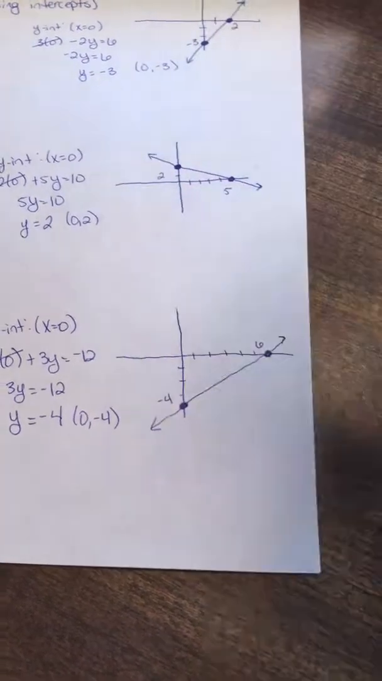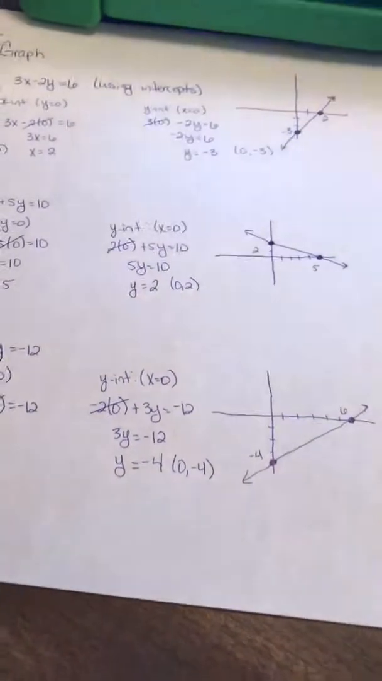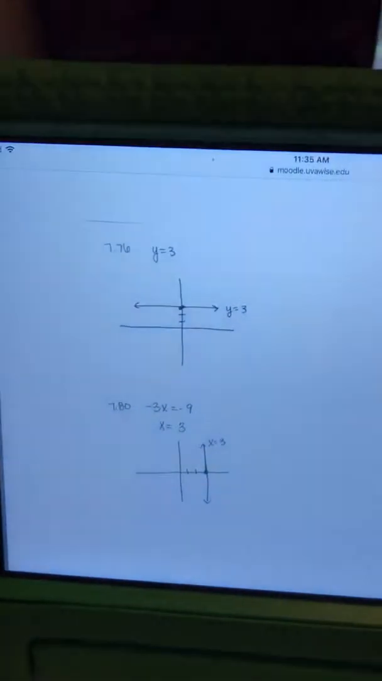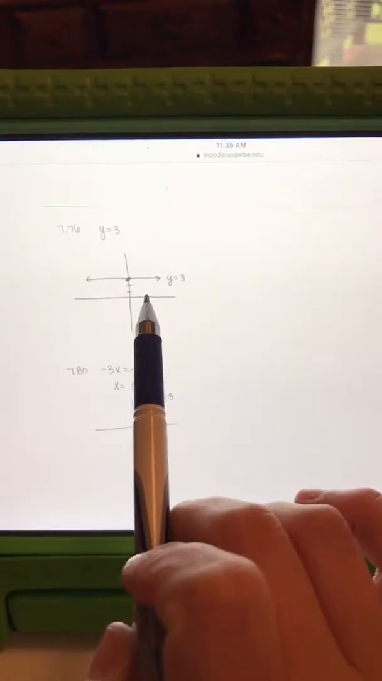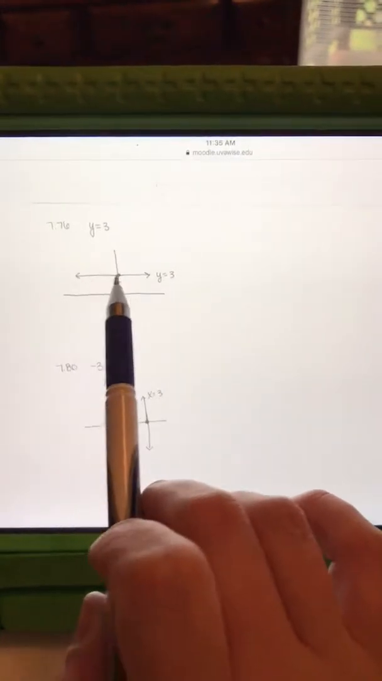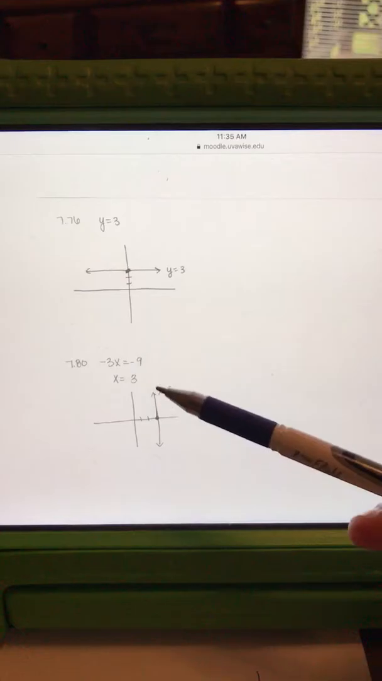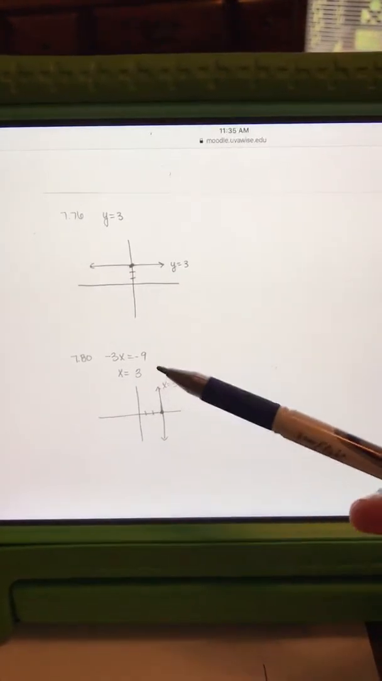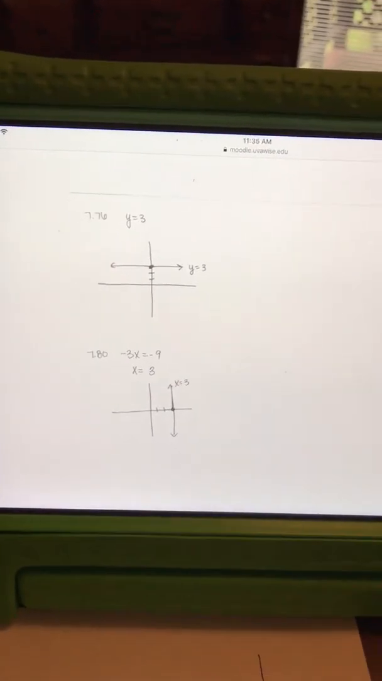And then it also does on this one a vertical line and a horizontal line. I'll just show you on the screen here. If you only have y equals a number, that means no matter what x is, y has to be 3. So that gives you a horizontal line. If you have x equals a number, that means no matter what y is, x has to be 3. So that gives you a vertical line. So x equals a number is always vertical, y equals a number is always horizontal.